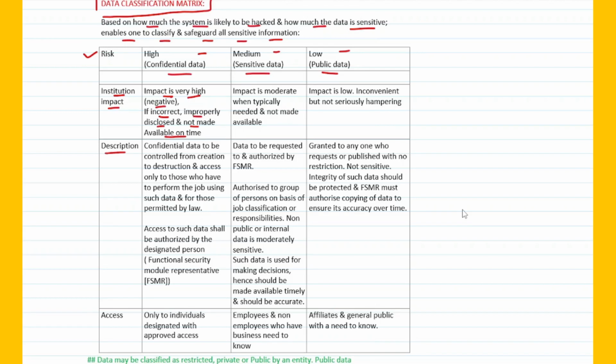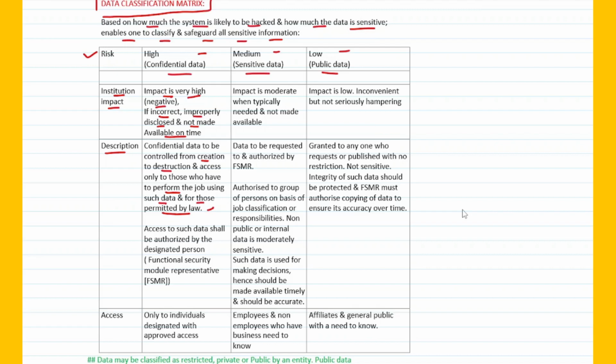Second one we talk about is description. Confidential data to be controlled from creation to destruction. Yes, confidential data cannot be left at ease. There has to be a keen vigil on all these things. So it has to be controlled properly from creation to the destruction, and the access should only be given to those who have to perform the job using such data and for those permitted by law. So only two kinds of people can be given high risk data or the confidential data: the ones who are going to perform the job with that data and the ones who are permitted by the law, right?